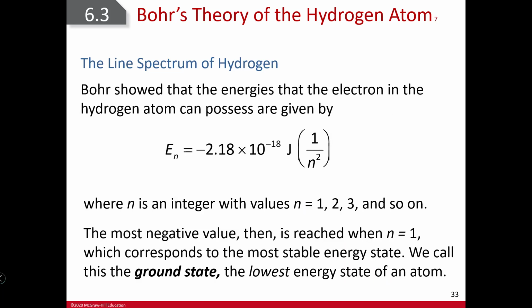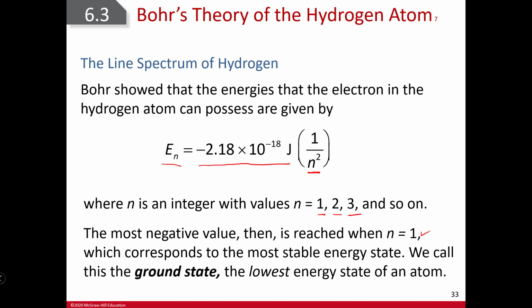So then Bohr takes the equation and here's what he comes up with. The energy of the n value, which orbit you're in, is equal to negative 2.18 times 10 to the negative 18th joules times 1 over n squared. And the orbits are always whole numbers. You're in the first orbit, the second orbit, or the third orbit. So the most negative value is n equals 1.